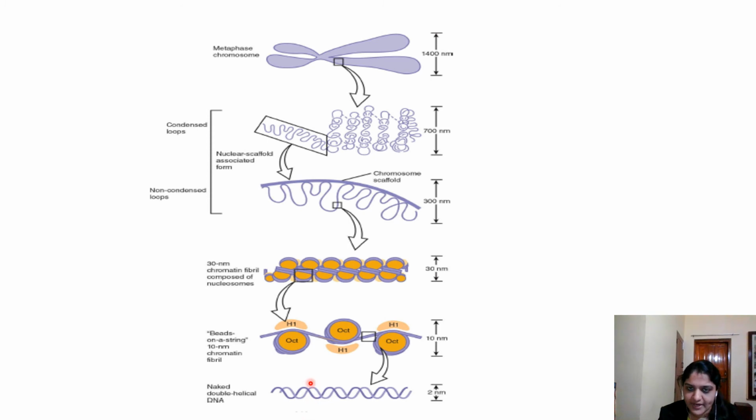The levels of organization in DNA. So that's a naked double helix DNA and the 10 nanometer chromatin fibril, which has a beads on a string appearance. Then the 13 nanometer chromatin fibril composed of nucleosomes, then the condensed and non-condensed loops, and finally the metaphase chromosome. So these are the levels of organization in DNA.